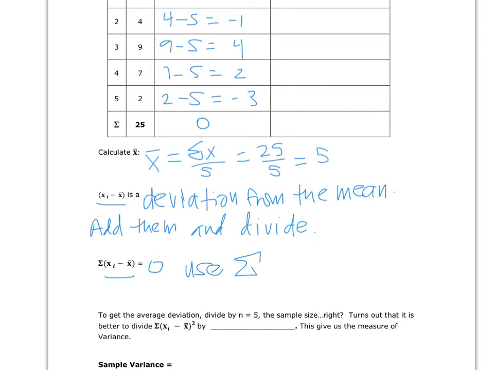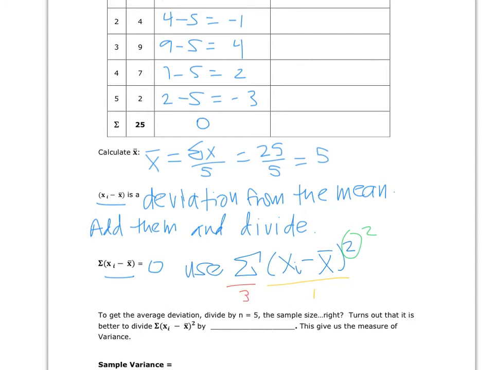So we are going to take the sum of the xi's minus x bar squared. Remembering our summation notation, we first do the subtraction, then we do the squaring, and then finally we do the adding up. So it's 1, 2, and 3.